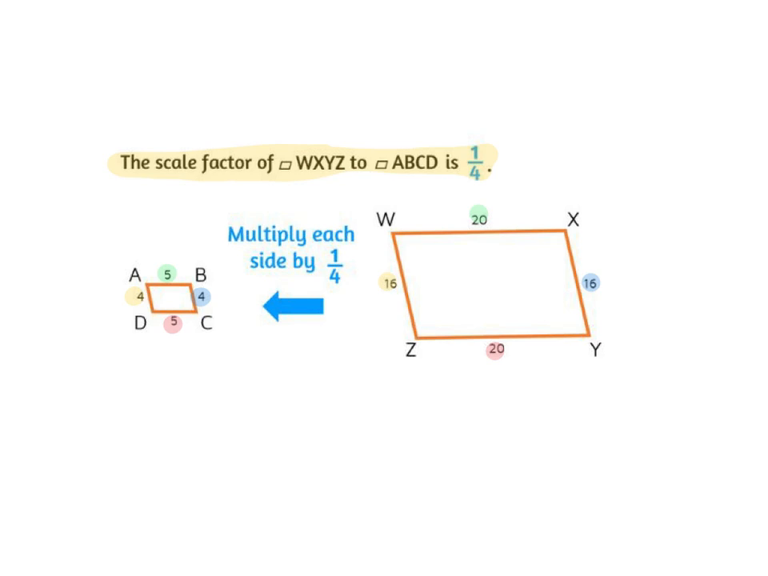Continuing on with does the order matter, if we reverse the order and we look at this figure first, going to this figure, we can see that 16 we would divide by 4 to get 4, that 20 we would divide by 4 to get 5, that 16 we would divide by 4 to get 4, and that 20 we would divide by 4 to get 5. And so their scale factor when we go from this figure here to this figure here is now 1/4.